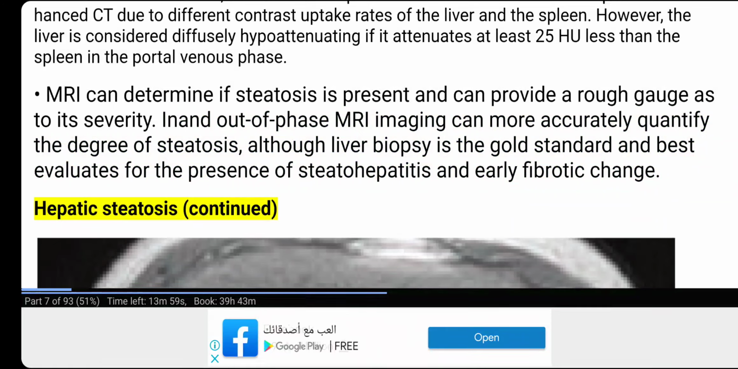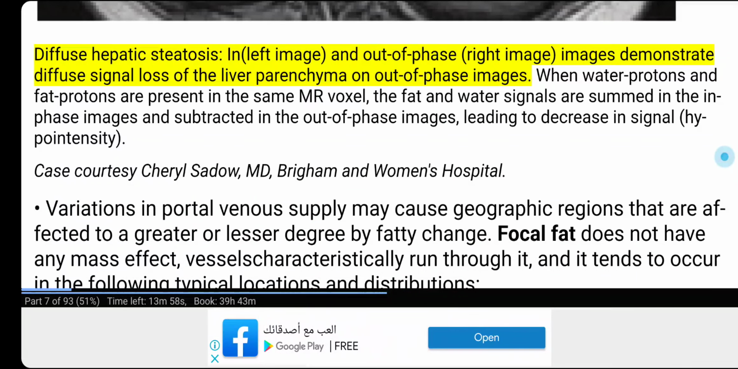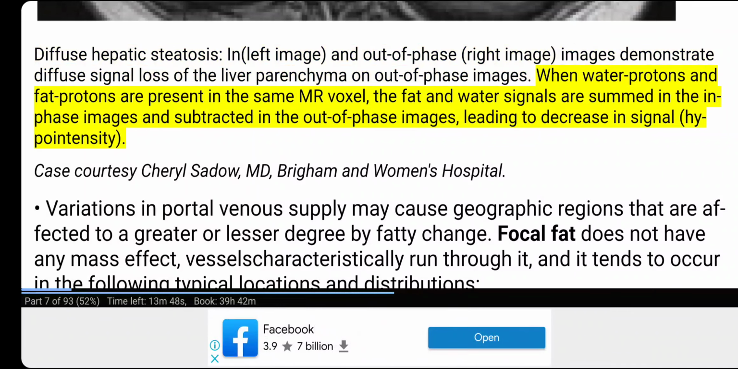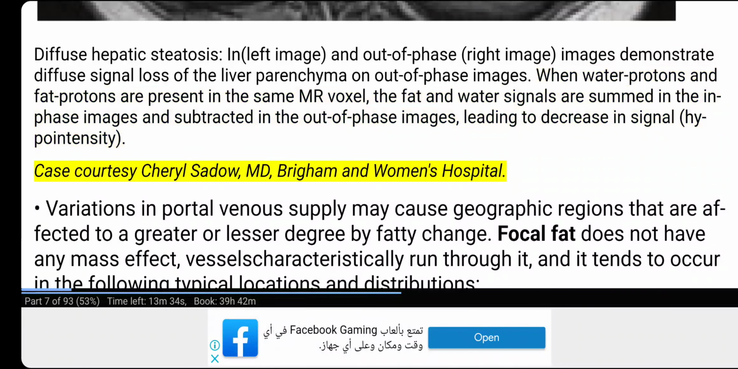Hepatic steatosis continued. Diffuse hepatic steatosis. In-phase left image and out-of-phase right image demonstrate diffuse signal loss of the liver parenchyma on out-of-phase images. When water protons and fat protons are present in the same MR voxel, the fat and water signals are summed in the in-phase images and subtracted in the out-of-phase images, leading to decrease in signal, hypointensity. Case courtesy Cheryl Sadow, MD, Brigham and Women's Hospital.